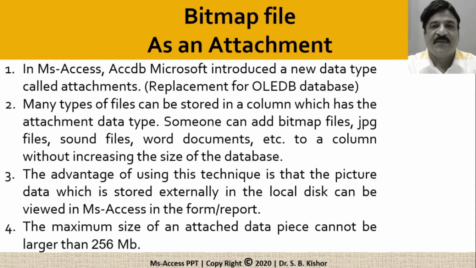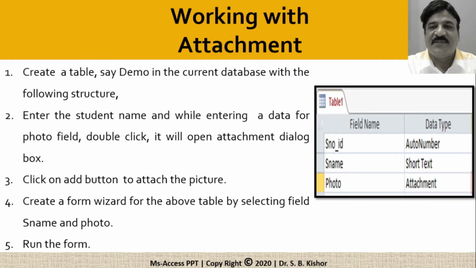So how to do it? We will see it again in a practical session. This is the procedure that has been given here. First of all, we need to create a table, something like this, having say three fields: serial number, student name, and a photo of that particular candidate. How to add the photos and how to view these photos using the form, we will see in today's session.